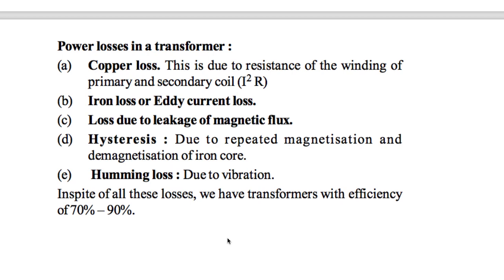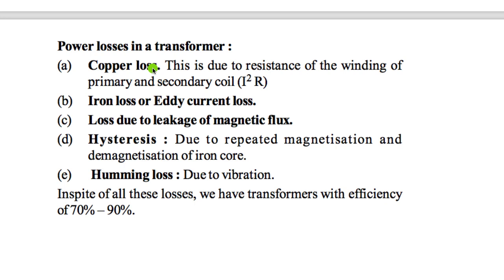Now we move on to a small topic, that is power loss in a transformer. How does the power loss take place in the transformer? There are 5 ways. First, copper loss. What is the copper loss? It is due to the resistance of the winding of the primary and secondary coil. Because of the winding resistance of the coil, there is an energy loss, which is called a power loss in the transformer, that is called a copper loss. This is also called a resistance loss.